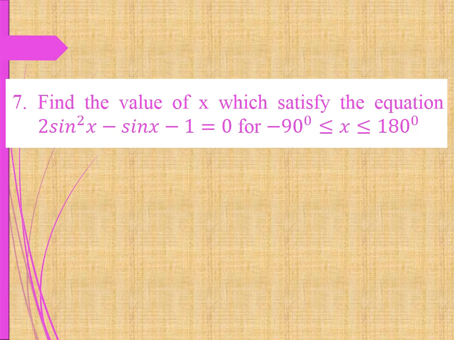Question 7. Find the value of x which satisfies the equation 2 sin squared x minus sin x minus 1 equals 0 for negative 90 degrees less than or equal to x less than or equal to 180 degrees.